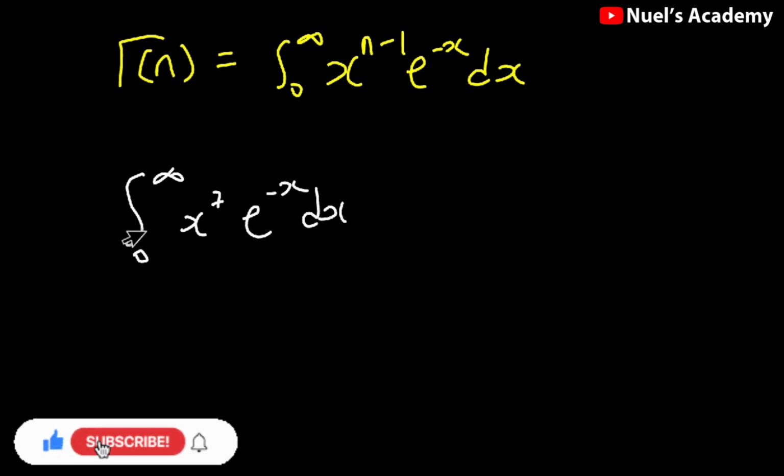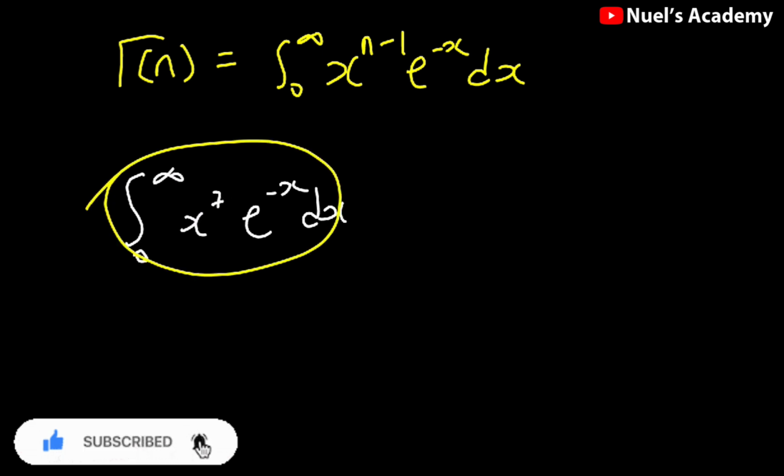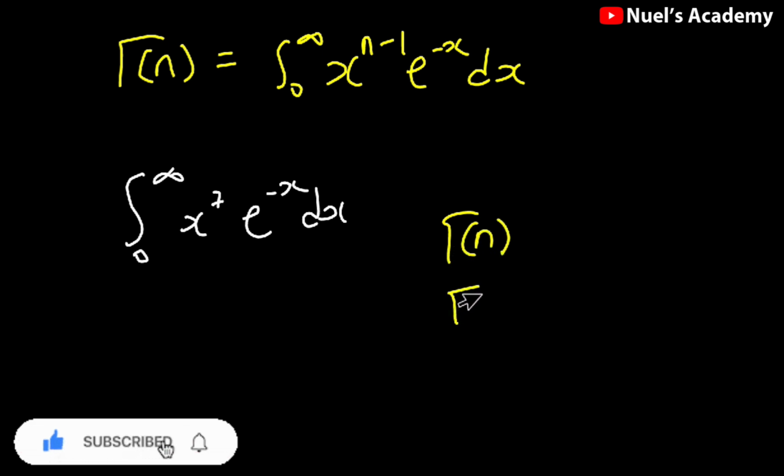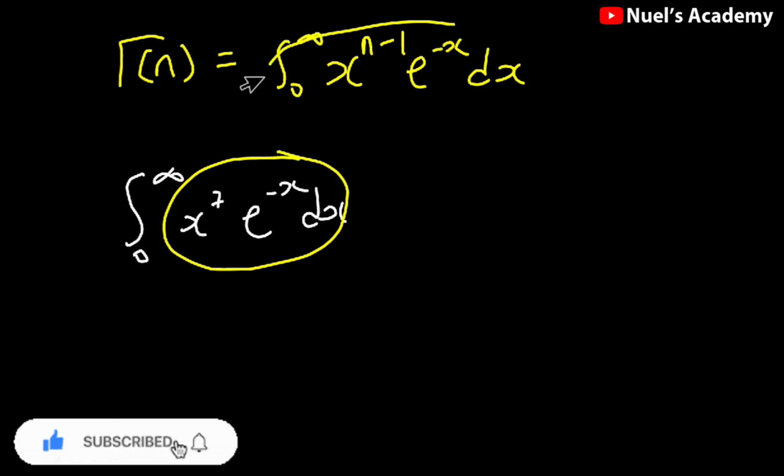Now our main focus here is to find the value of n in the question we're given. Once we find out the value of n, then our answer will be gamma of that value of n. If n is 8, then the answer is gamma 8. If it's 7, then we find the value of gamma 7. So how do we do that? We are going to compare this question with this integral definition of the gamma function.